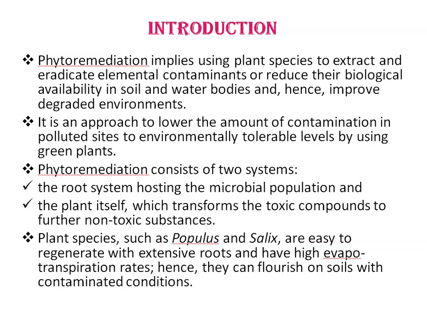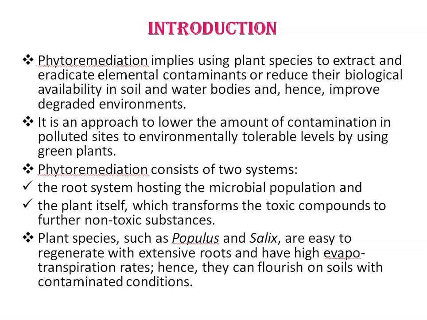In other words, it is an approach to lower the amount of contamination in the polluted sites to environmentally tolerable levels by using green plants. Phytoremediation consists of two systems. First is root system, hosting the microbial population, and second is the plant itself, which transforms the toxic compounds to further non-toxic substances. It is an eco-friendly method for the rehabilitation of polluted ecosystems using plants, and it is also relatively less expensive. Plant species selection is a vital factor for successful phytoremediation.